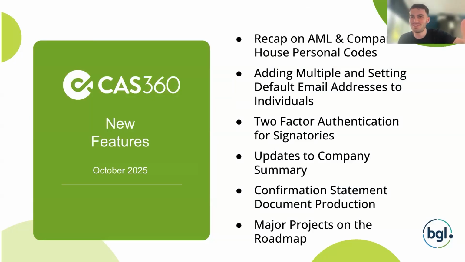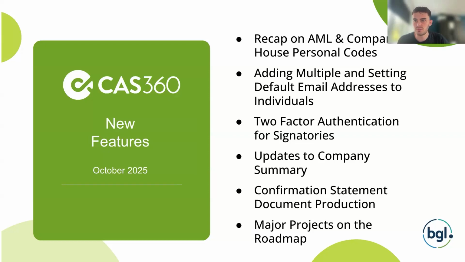I'll start again. So this is the agenda for today and the pieces we'll be covering. As mentioned, a lot of our development has been geared towards these Companies House changes that are due to take place next month. But first of all, what I really wanted to focus on was a recap of the AML and the Companies House personal codes. Particularly over the coming weeks with all these changes, I think it's really important that we hone in and make sure everybody is confident and clear in their understanding of how this is going to work and how CAS 360 can help to benefit you as a firm with all of this as well.